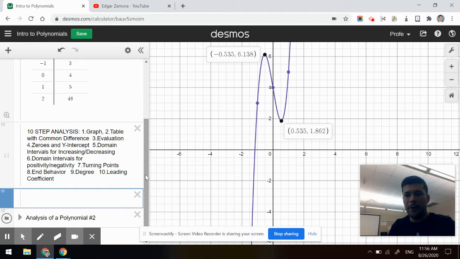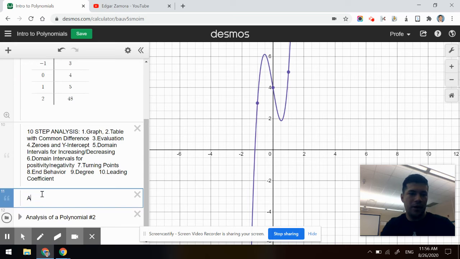8, end behavior. We talked about this briefly in the introductory video, but for end behavior, basically the left goes down, the right goes up. All right. But we need to write that in correct mathematical terms. So we're going to say as x goes to negative infinity, f of x goes to positive infinity.